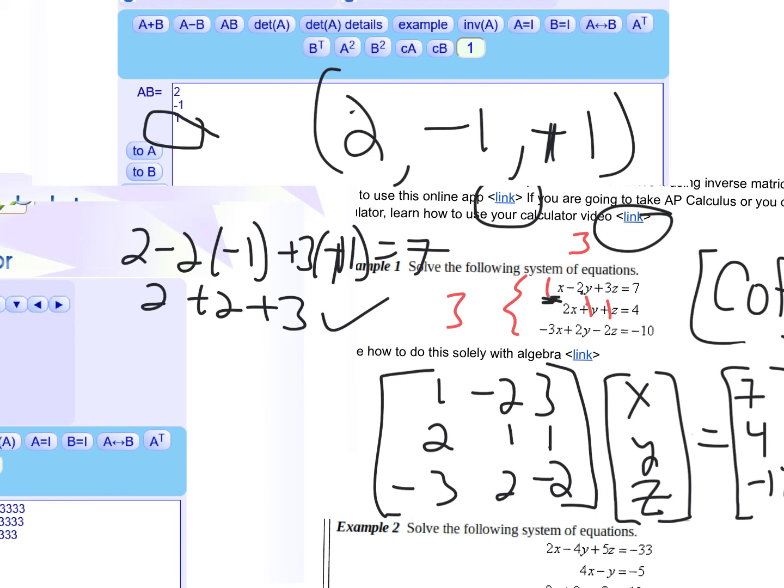Now, what you should do to make sure you're right is do it for all three equations. If you want to guarantee that you get the right answer, check it for all three. I don't bother doing that in this video because you know how to do that.